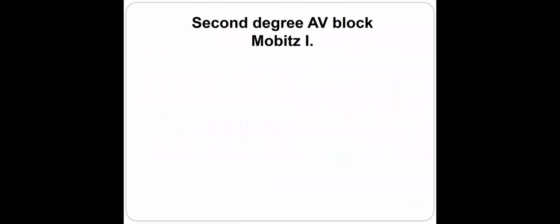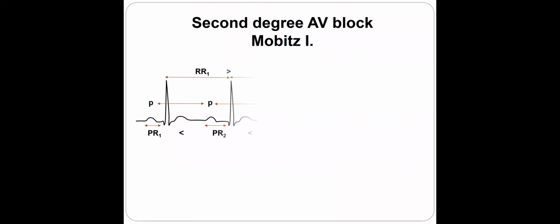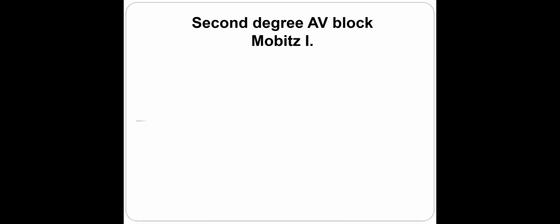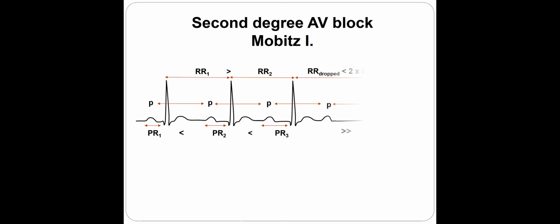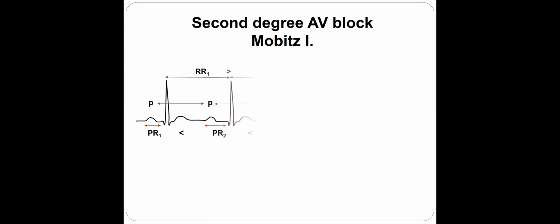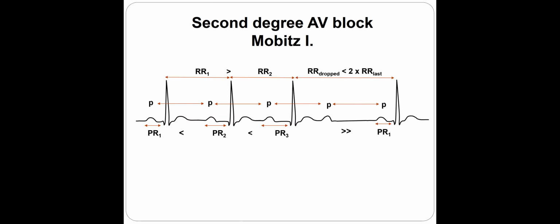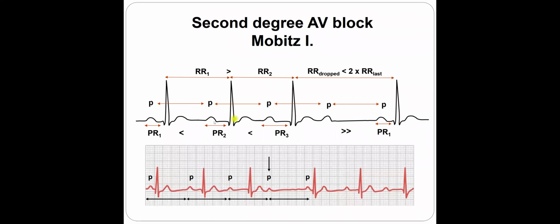Now, let's look at this. This is how it looks, okay? Good. So as you see here, the PR is getting longer. Meanwhile, the RR interval is getting shorter.